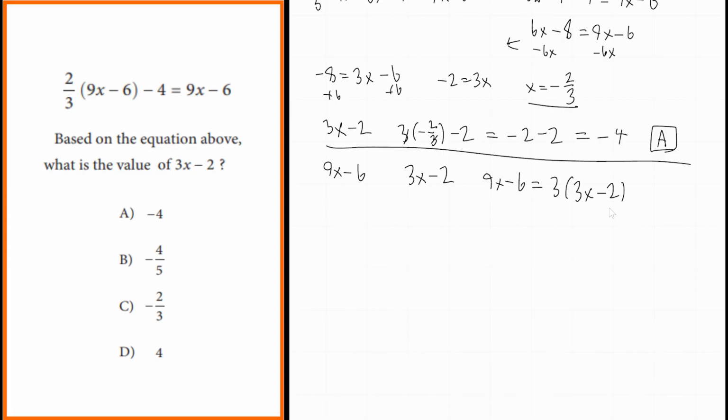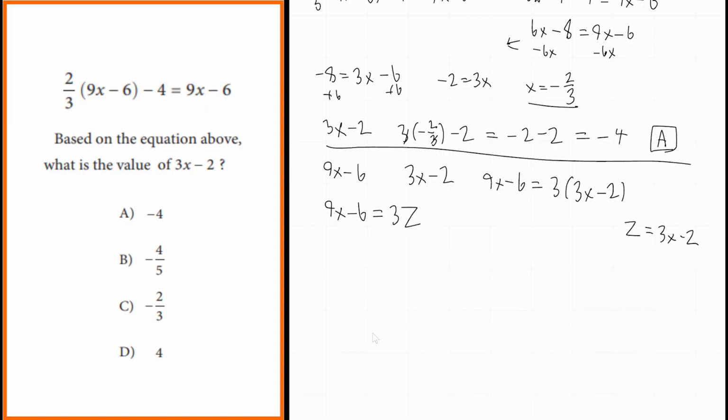But of course, 3x minus 2 is exactly the term that we are looking to calculate to get the answer to this problem. So we can just call this some new variable. Let's call this variable z. Let's say z is equal to 3x minus 2. We're just using a placeholder variable. Now we can say that 9x minus 6 is the same thing as 3z.